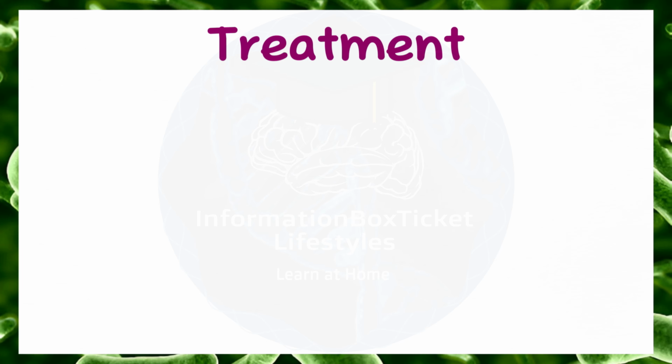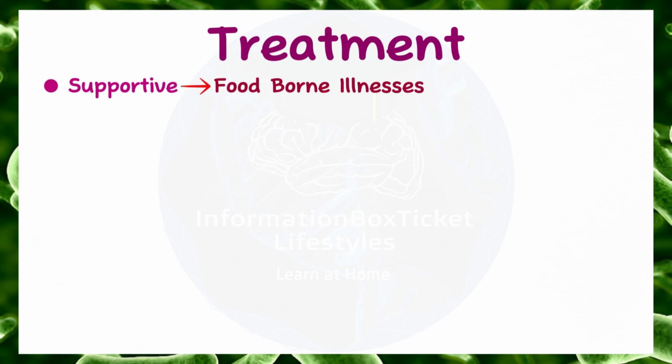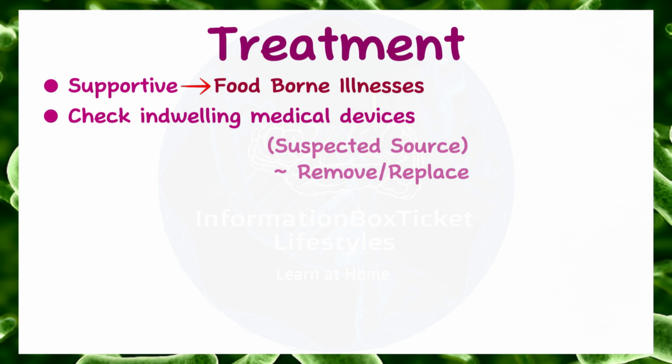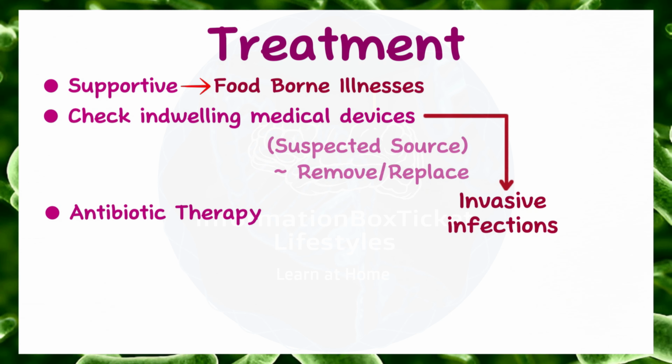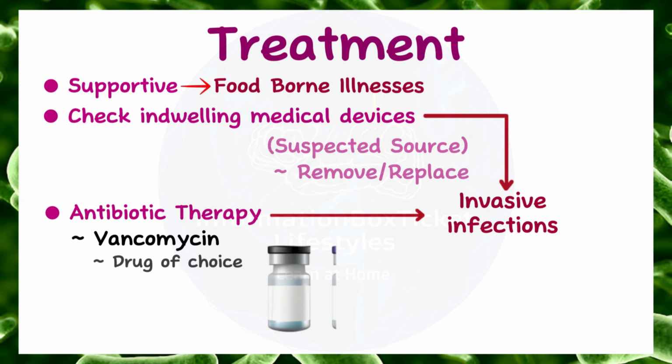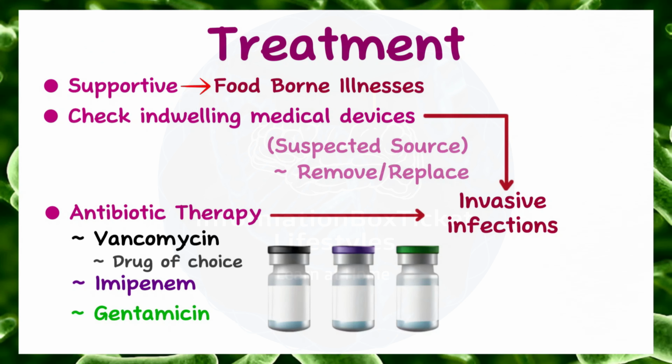Treatment of B. cereus infections typically involves supportive care for foodborne illnesses. For invasive infections like bacteremia, the first step is to identify and remove or replace any suspected indwelling medical devices that may be the source of the infection. Following this, antibiotic therapy is initiated, with vancomycin being the drug of choice. Alternatively, imipenem and gentamicin can also be used.